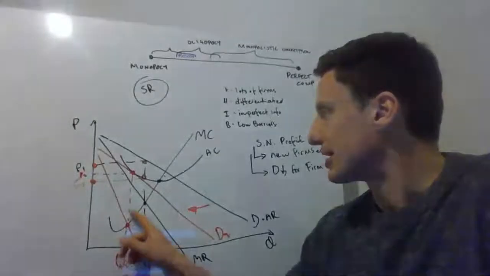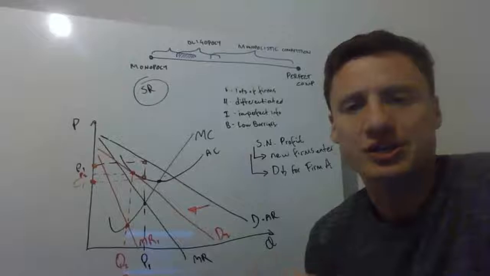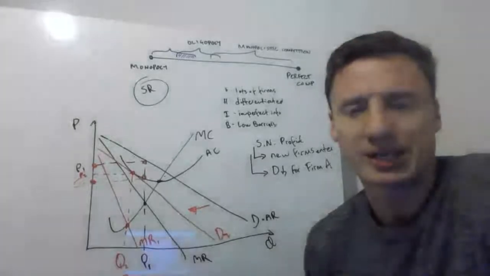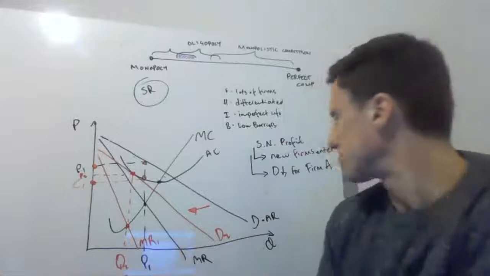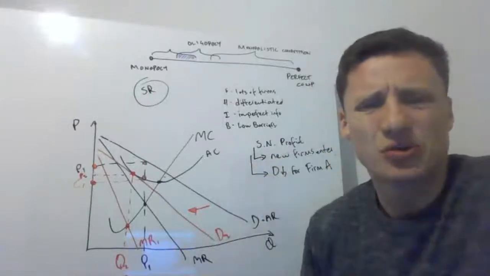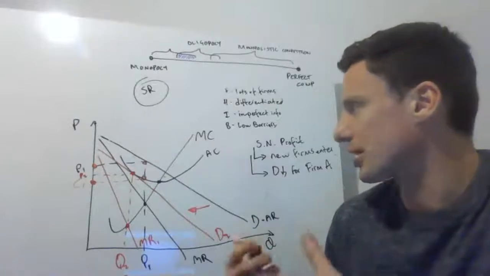We then read up to the AC curve, because MC and AC, by the way, haven't changed. There's no need to change MC and AC. Costs haven't changed. My costs are still the same. Just because new firms have entered the market, there's no reason to think that my average cost or even my marginal cost would change, so they're the same.